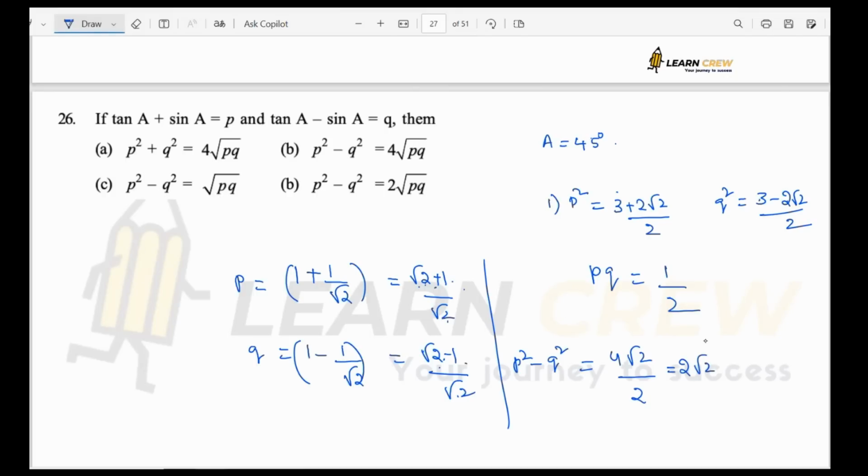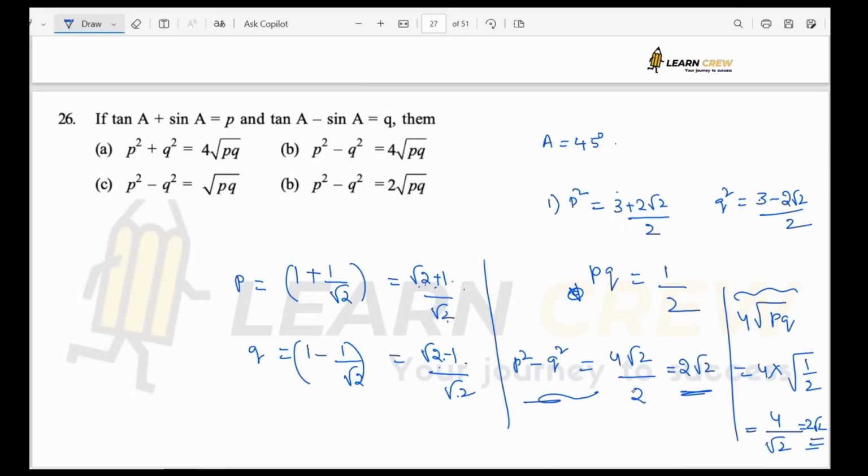And if you see 4 root PQ, root PQ means root 1 by 2, which means 4 by root 2. 4 by root 2 is how much? 2 root 2. Yes or no? Here 2 root 2, here 2 root 2. Both values are equal. So P square minus Q square and 4 root PQ are equal. So option B is correct.